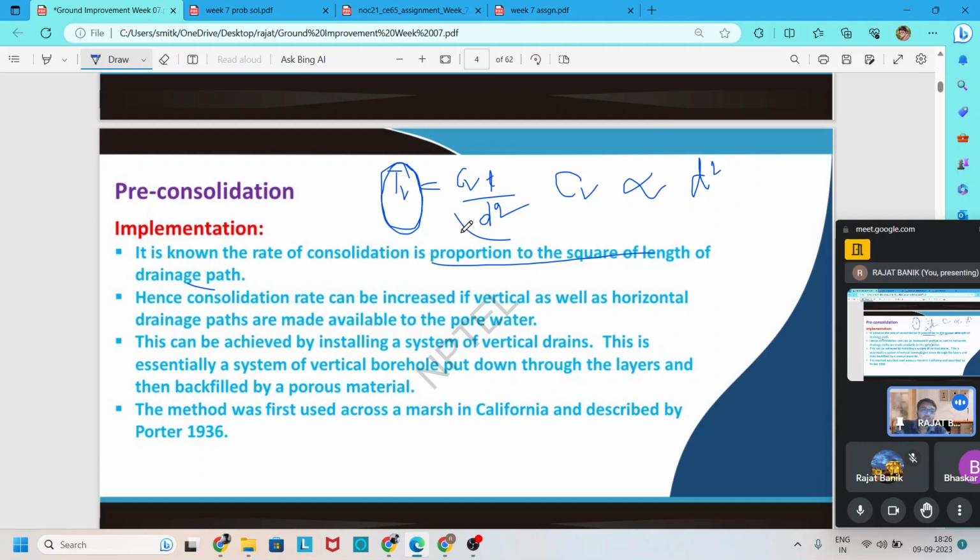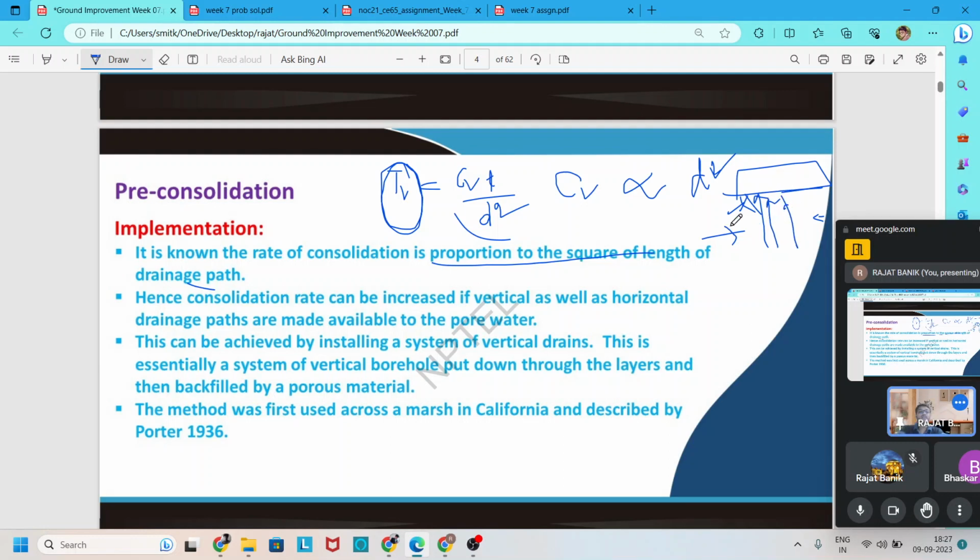It is true because if you increase the D, that means D means drainage path. If we increase our drainage path, the rate of consolidation also increases. But in normal cases, if it is the ground, if you see my screen, I am drawing. If it is the ground and we apply the preloads here, the water tries to dissipate only in the vertical direction because in the lateral direction the soil is confined. So always water tries to go in the vertical direction.